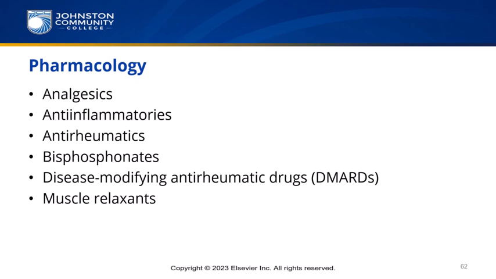Then we have antirheumatics, which manage symptoms of rheumatoid arthritis. Bisphosphonates affect bone formation to treat diseases such as osteoporosis, Paget disease, or bone cancer. Then we have disease-modifying antirheumatic drugs, or DMARDs as they're called. They slow the progression of rheumatoid arthritis by also reducing signs and symptoms. Muscle relaxants relieve pain caused by muscle spasms by relaxing the skeletal muscles.